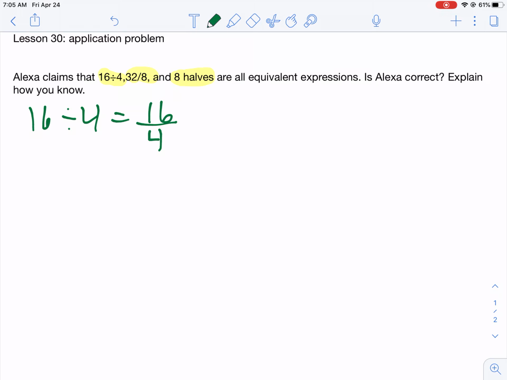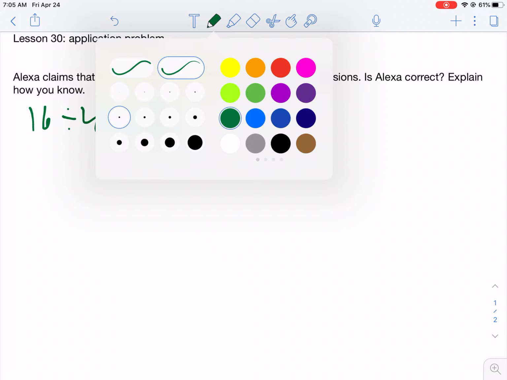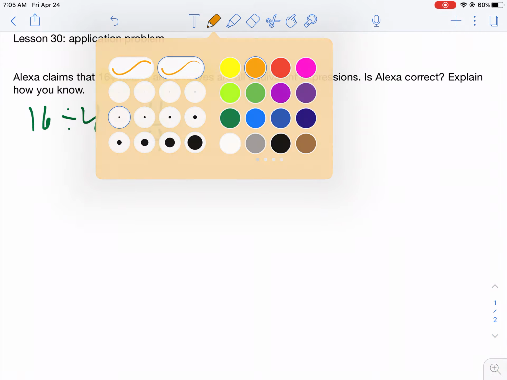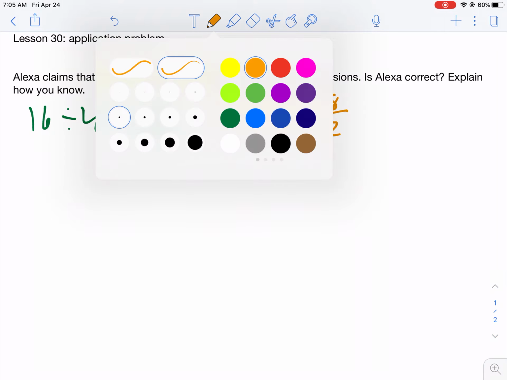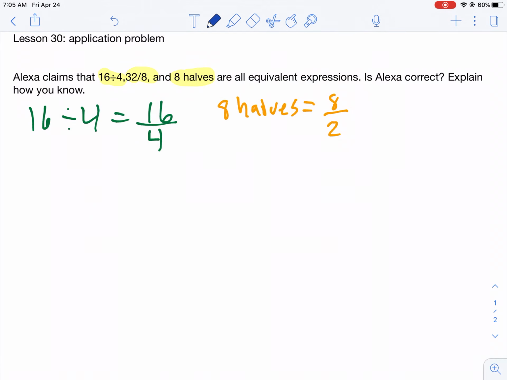Okay. We also have, I'm going to do this in a different color, I'm going to do orange, 8 halves, which is also 8 divided by 2. And we have 32 eighths, which is also the same as 32 divided by 8.